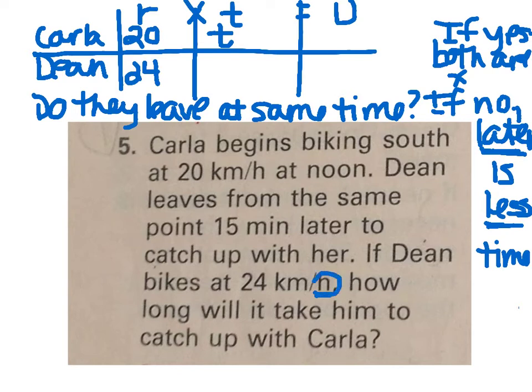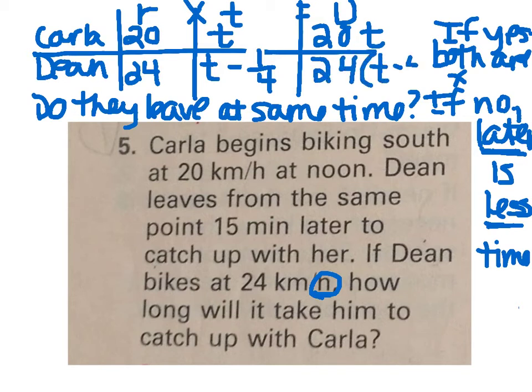Well, remember, we are talking about kilometers per hour, so we need to express 15 as a fraction of an hour. So it's going to be T minus, because later is less, 15 sixtieths, which is the same as, because that's the part to whole fraction, if I simplify that, T minus 1/4. Later is less. The one leaving later is going faster. So they're spending less time traveling. Multiplying across, I don't know how far Carla got, but I do have a variable expression for it, 20t. I don't know how far Dean got, but I have a variable expression for it, 24 times t minus 1/4.